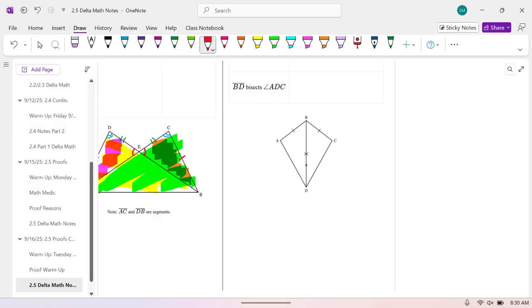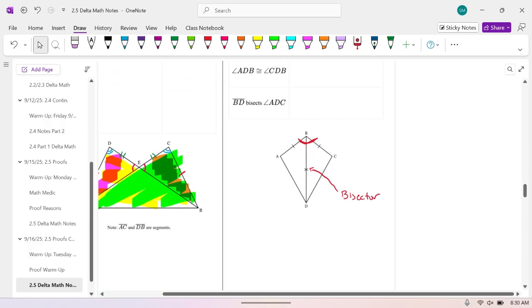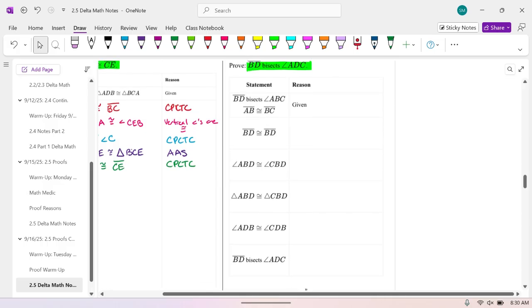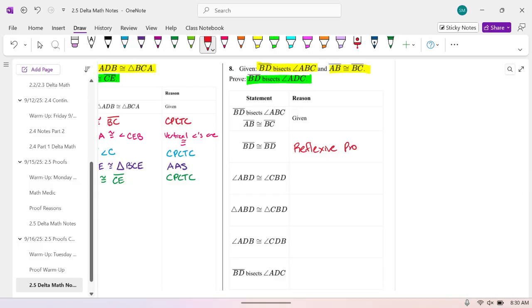So they're saying that BD bisects angle ABC. So it's saying right here that it's a bisector. And it bisects this angle in particular. And then AB is congruent to BC. All right. So they first started by saying BD is congruent to BD. What property is that? Definitely reflexive. It's the same line. All right.